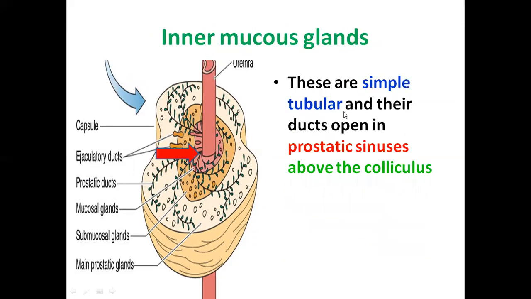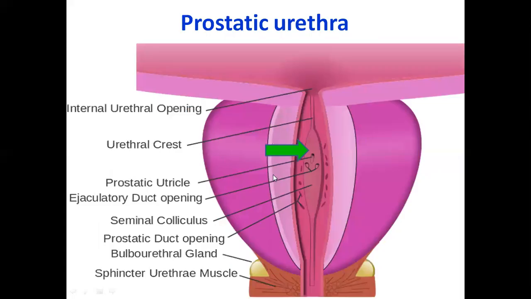Inner mucous glands are simple tubular, and the ducts open into the prostatic sinuses. We have seen on either side of the folliculus seminalis, so many sinuses were opening. These are nothing but the openings of these glands. These are the prostatic duct openings. This is the prostatic ventricle. Prostate itself is a gland, isn't it? It adds bulk to the seminal fluid.